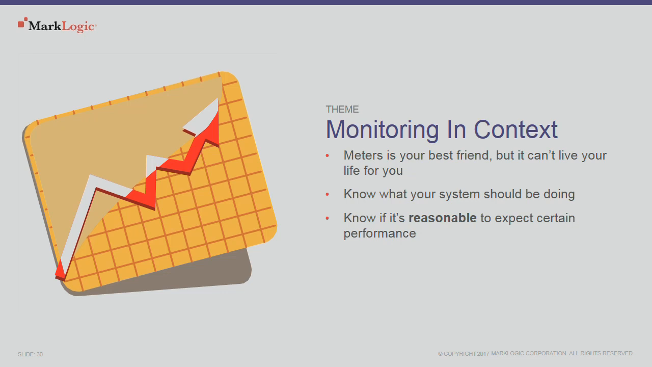But also keep in mind that you need to look at your monitoring in context. Meters is your best friend, but like a good best friend, it's not going to tell you how to live your life. It's just going to give you information and feedback on what you should do with your life. And because of that, you need to know what your system should be doing, and you need to know if what you're asking the system to do is reasonable. We do sometimes get requests from customers for things where my argument back is we would have to go faster than the speed of light for MarkLogic to be able to do that. And while our engineers are working day and night to make that happen, it's not going to happen.